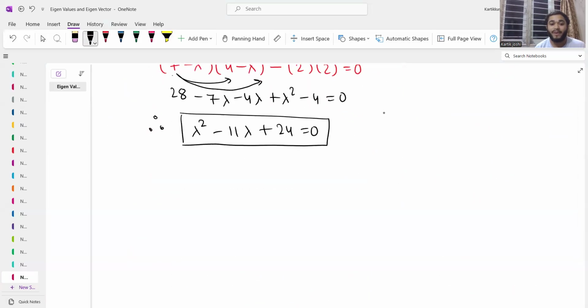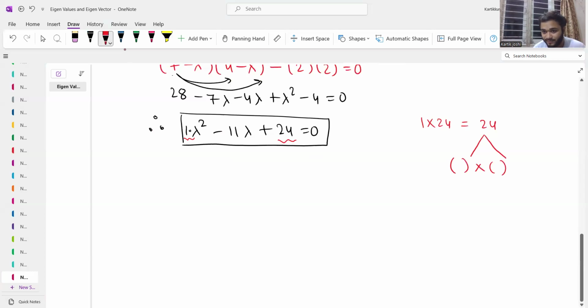So we are going to split the 24. Here is 1, here is 24, that means 1 into 24. Split the 24 such that the multiplication is 24 and the subtraction is 11. But both signs are minus, so we can say the addition is 11. So the answer is 8 threes are 24, and minus 8 minus 3 is minus 11.